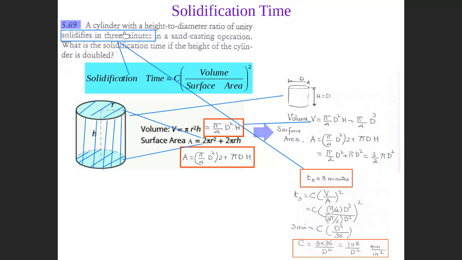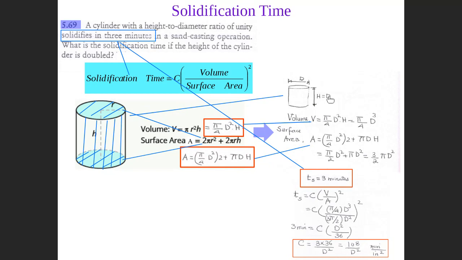Surface area, in the same way, we apply the same equation here. The 2 comes here, and 2 with the 4 becomes pi divided by 2 D square. This is the first part. The second part is pi D H.